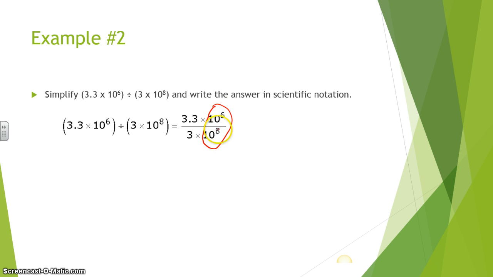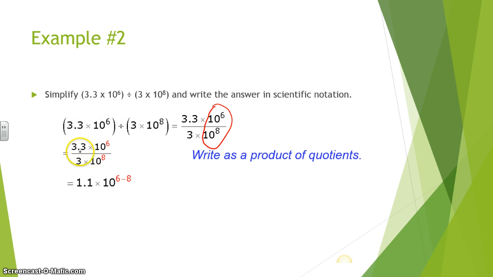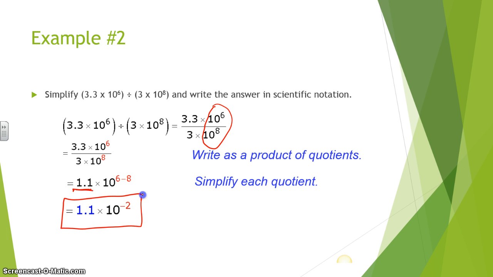Look at how we have our bases of 10 with exponent of 6 and exponent of 8. We're going to subtract 6 minus 8, but we're also going to divide 3.3 divided by 3. So we're going to write it as a product of quotients. 3.3 divided by 3 becomes 1.1. And then times 10, 6 minus 8 is going to give me negative 2. So I have 1.1 times 10 to the negative second power. So we simplified this expression and wrote it in scientific notation, and that would be my final answer for number 2.